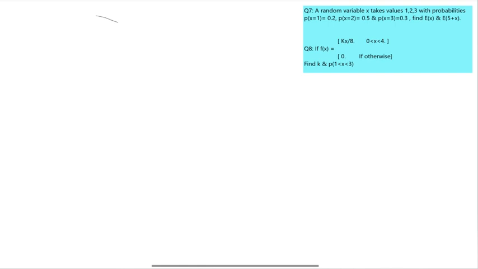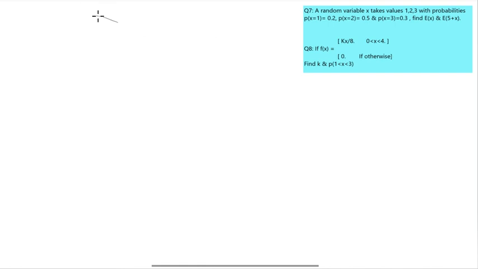Alright, so we are given a random variable x, which takes values of 1, 2, 3 with probabilities p. When x equals 1, the probability is 0.2. When x equals 2, the probability is 0.5, and when x equals 3, the probability is 0.3. So we have to find E(x).